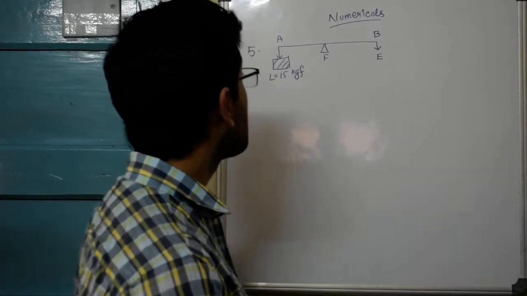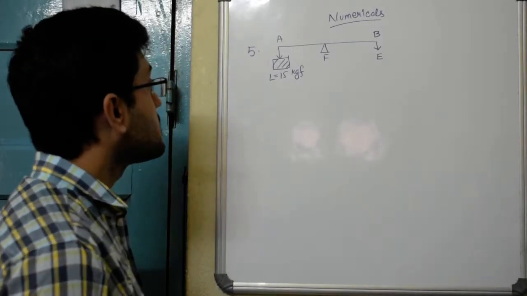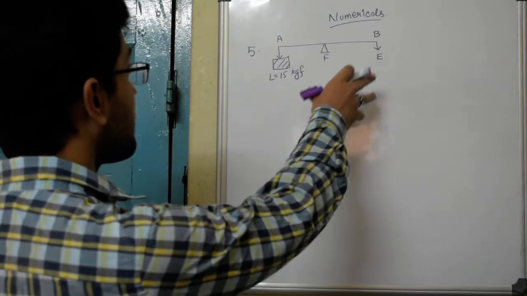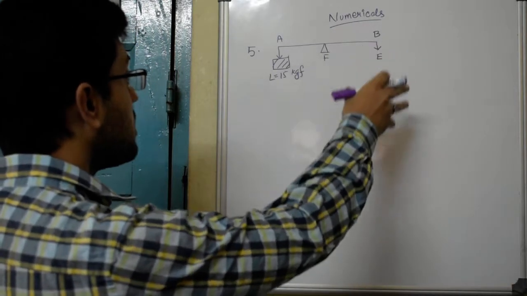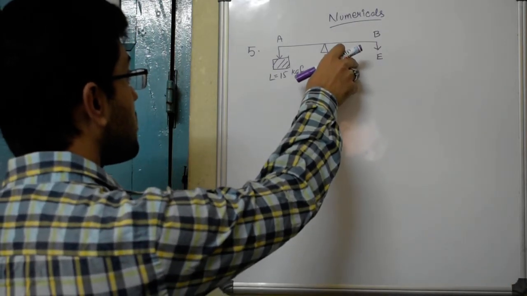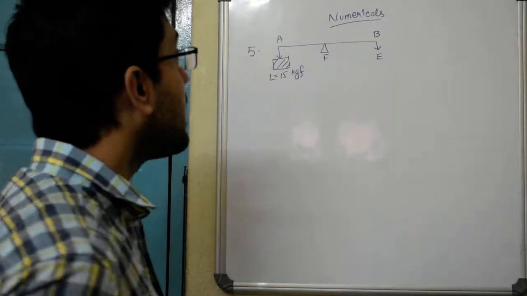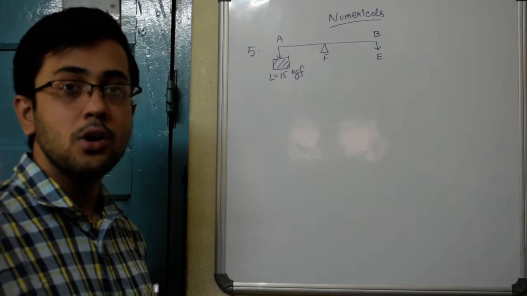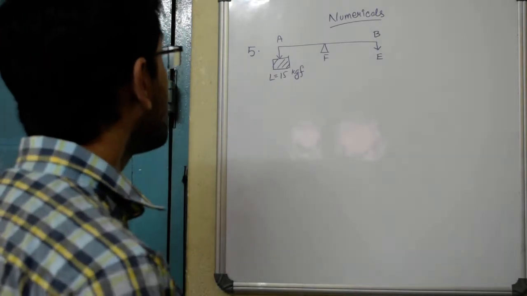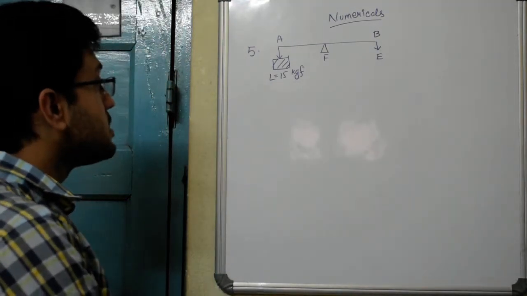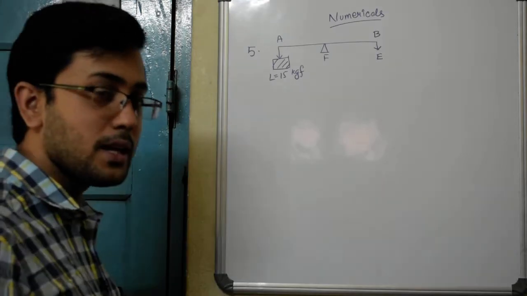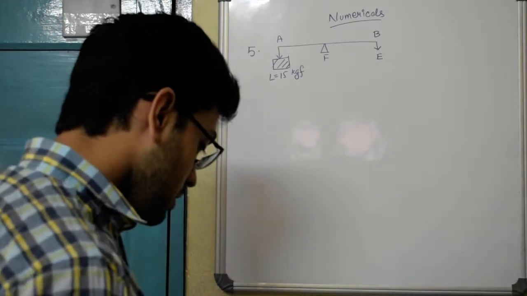This is problem number 5 from my book, and what the problem says is that there is an arrangement of a lever like this where somewhere in between, somewhere near the center, there is a fulcrum F. At one end, the end B, we have an effort E whose value we do not know, and at the other end A, we have a load L which is given to be 15 kilogram force, kgf. What does the question want?